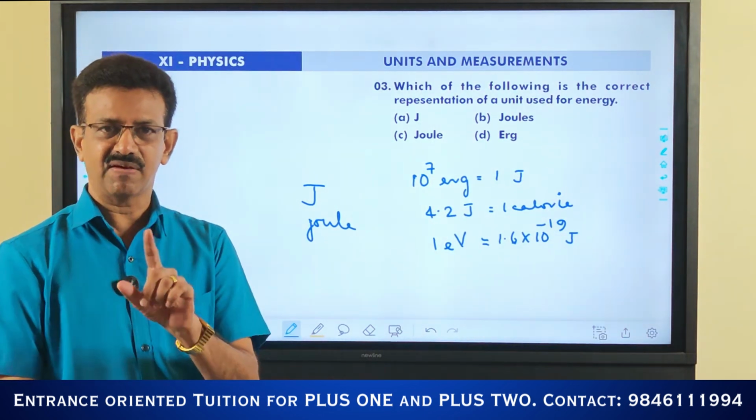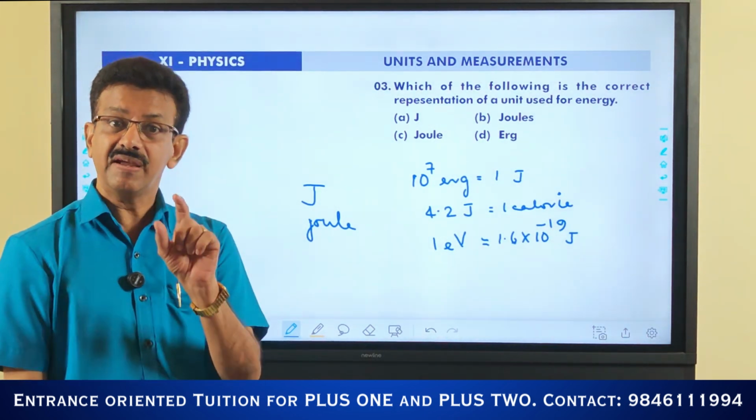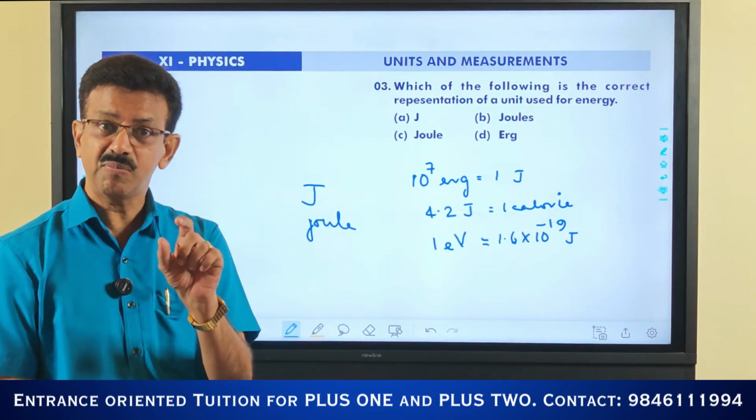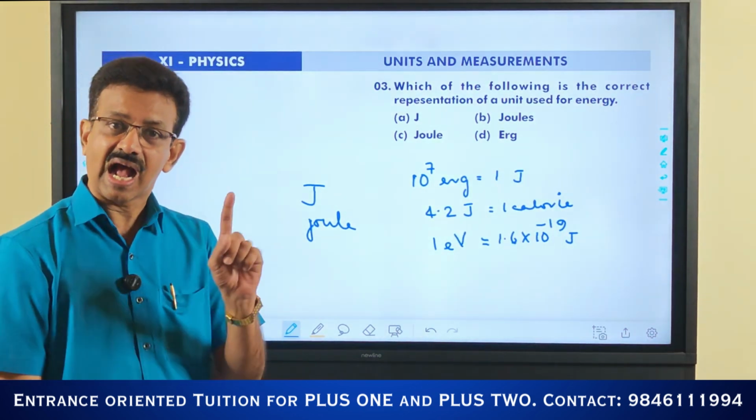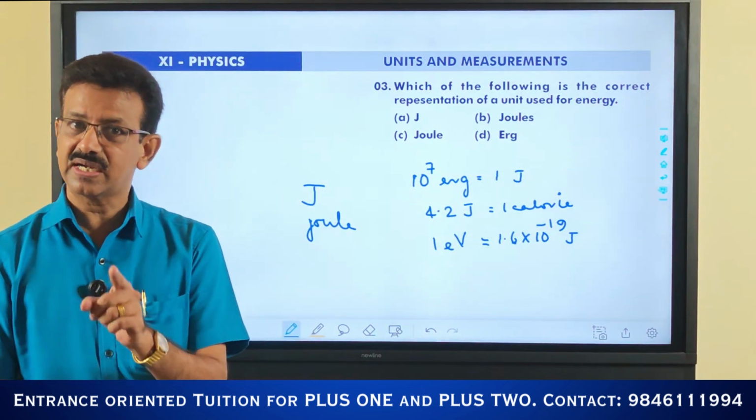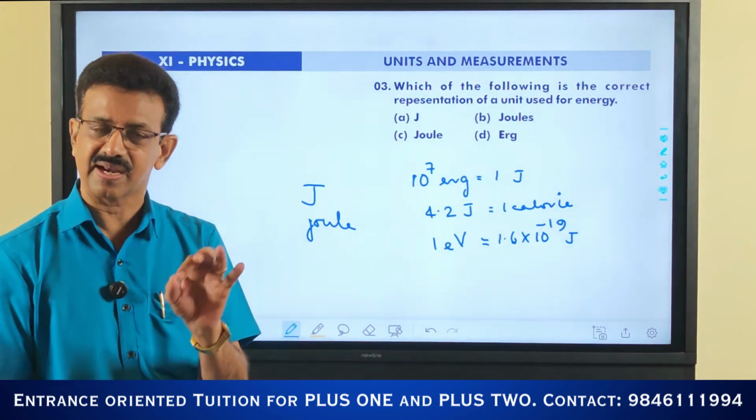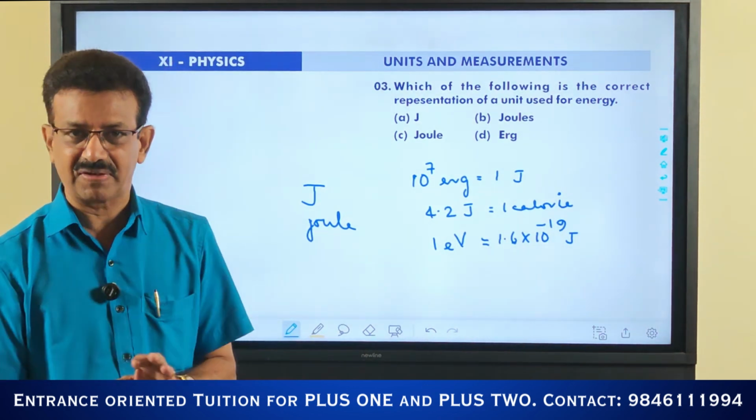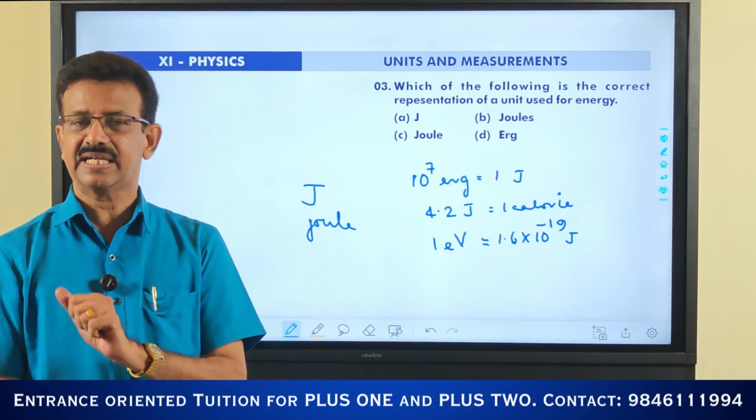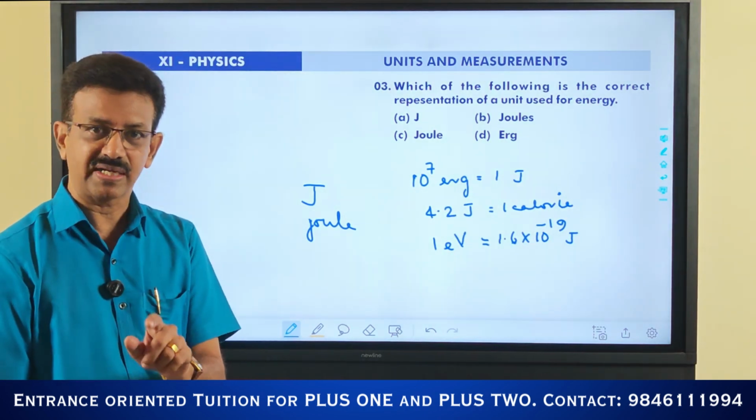The conditions I will repeat once again. If a unit comes from the name of a scientist, the first capital letter is enough. Otherwise, the first small letter is enough. Example, for meter, small m is enough. Second, small s is enough. Then, to write the complete term, start with the small letter.